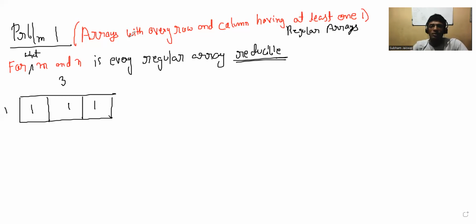Because you can in fact delete any column. So you can delete this column, and the resulting array is still regular. Whatever rows and columns are there, each of them has at least a 1. So it is reducible. So this is fine.